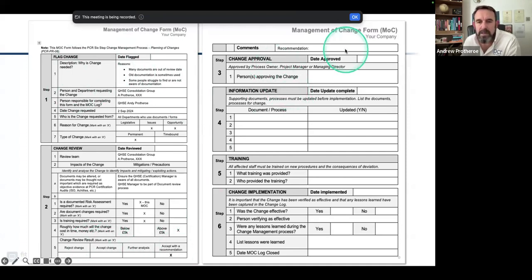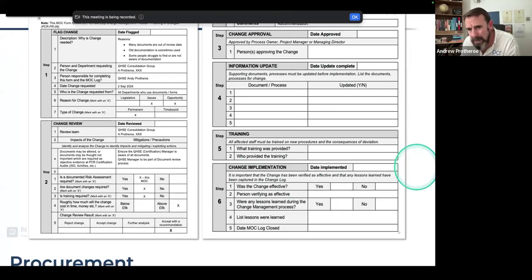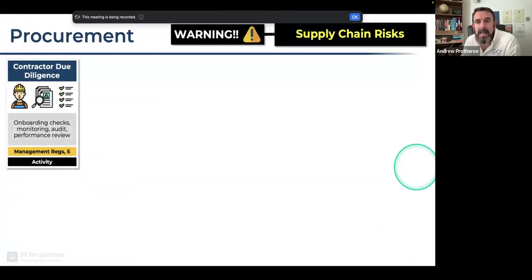Approve, tick. Somebody signed off. Thank you very much. It's going to cost us about 10 grand. Update all your information. Change management. Train the guys. Change management. Involve the guys before you train them, isn't it? Really important. And then check that that change implementation has worked. Use a form and have a log. That's what we're going to recommend. There's certainly a warning in there. Same as that warning for procurement.